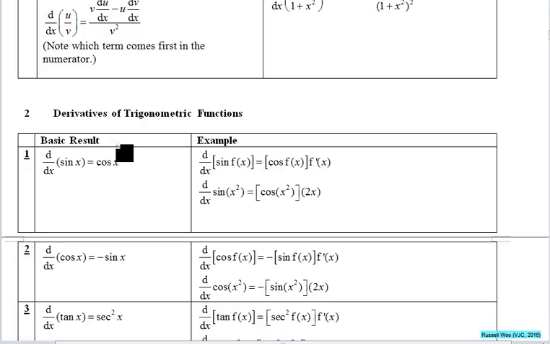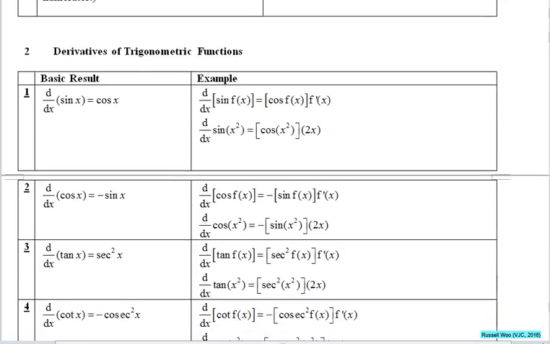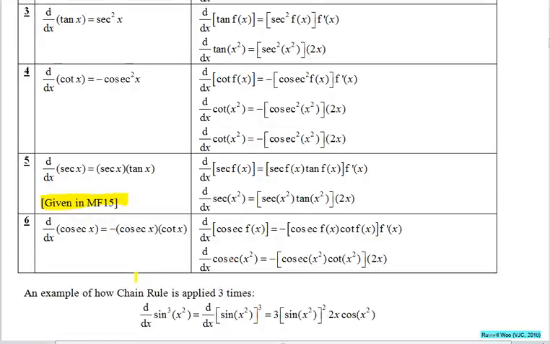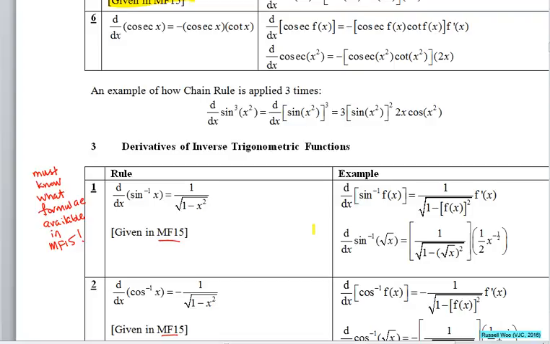These are not in MF15, okay? Not in MF15. Those that are in MF15 are already highlighted for you here. Okay? So no need to memorize how to differentiate secant x. This one is already in MF15. Just take note. You must also be familiar that all this differentiation of inverse trigo functions are also given in MF15. No need to memorize. Alright?